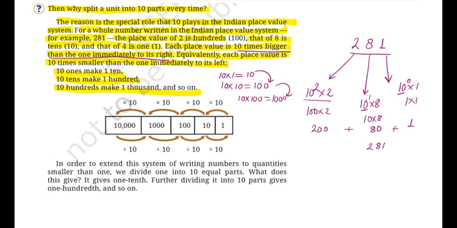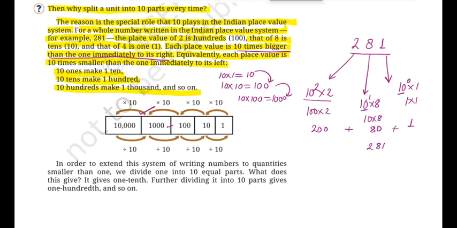Now, if you multiply 1 with a 10, you get a 10. Then if you multiply 10 with a 10, you get hundreds. Then hundreds with a 10 gives you 1000. And then when you multiply 1000 with tens, you will get 10,000. So as we move from right towards the left, the place values are increasing by a factor of 10.